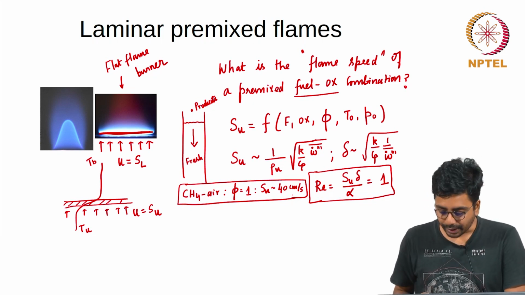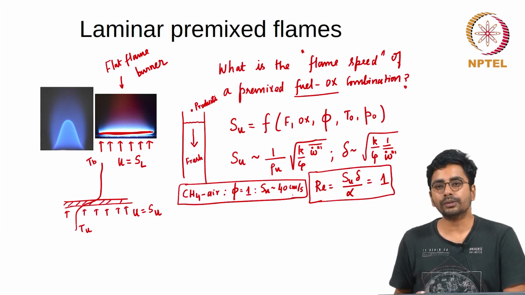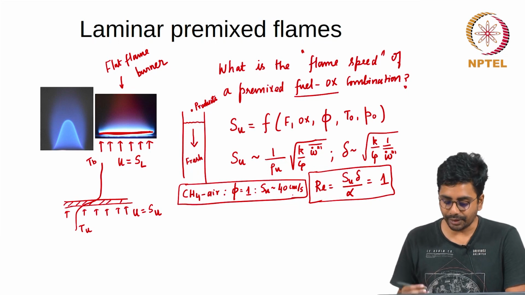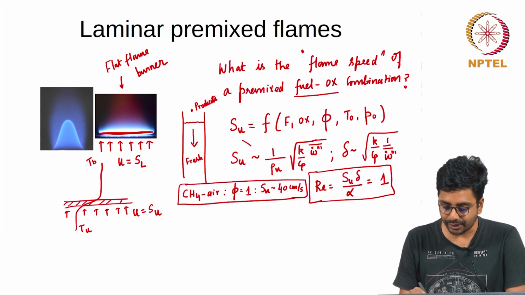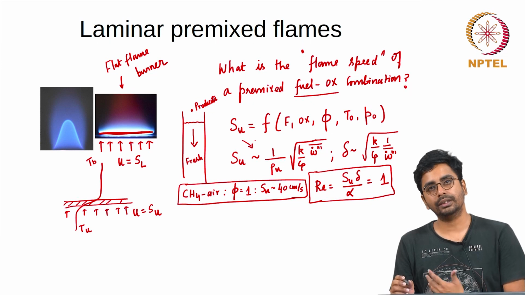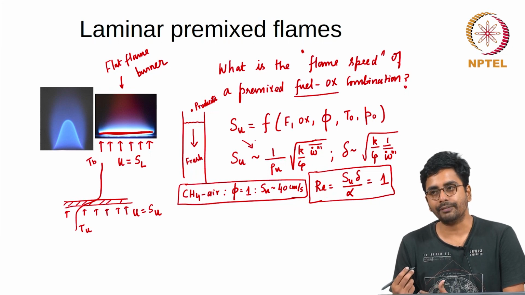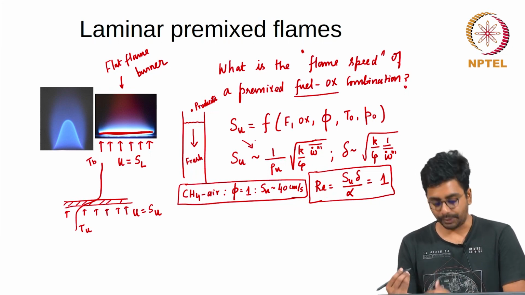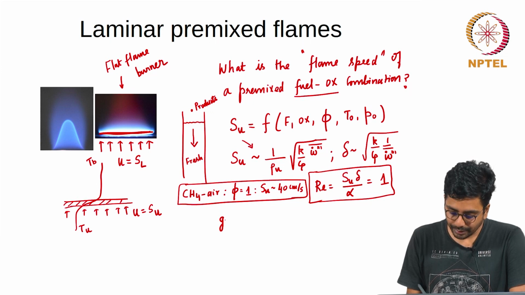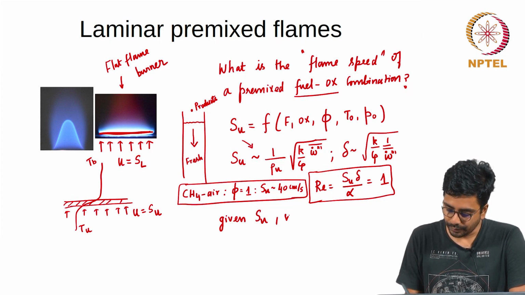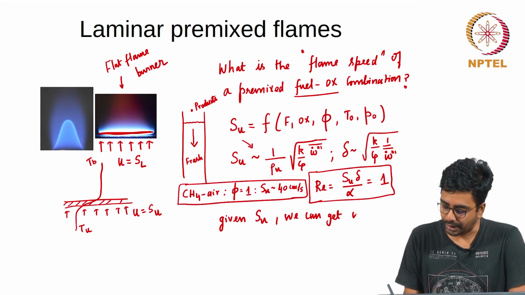And we saw that a more useful form in which this idea is used is not so much in calculating flame speed given an average reaction rate. In fact, the usefulness is when it is used in reverse, that is, given SU we can get omega dot triple dash bar.